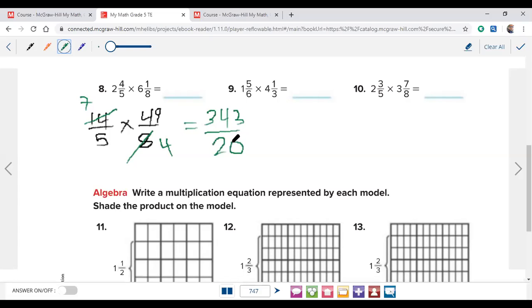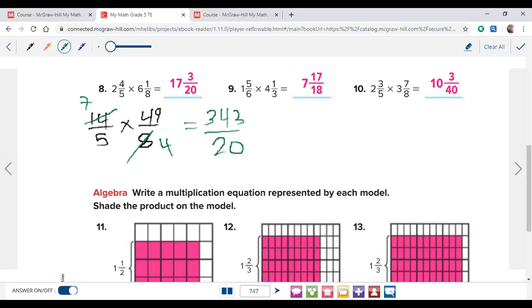So the answer as a mixed number will be like this, as we see, 17 and 3 out of 20. Okay, you now have the answers of number 9 and 10. You have the final answer. You can go ahead and write this one by yourself, write the steps. If you have any problem, you can contact me directly, no problem.